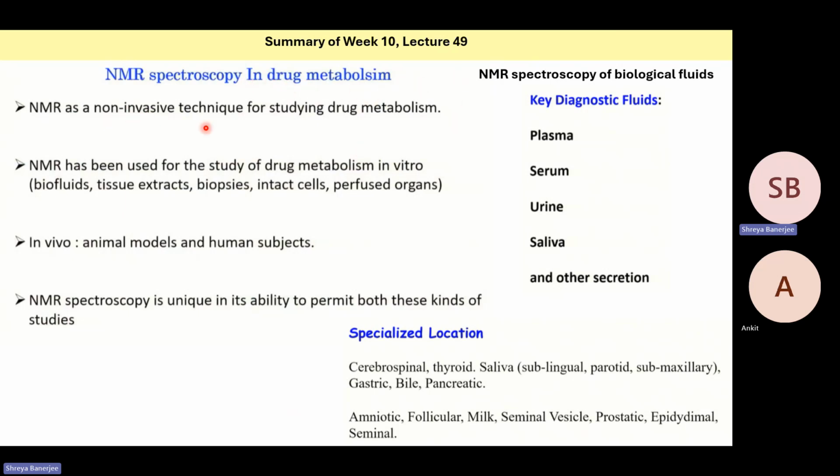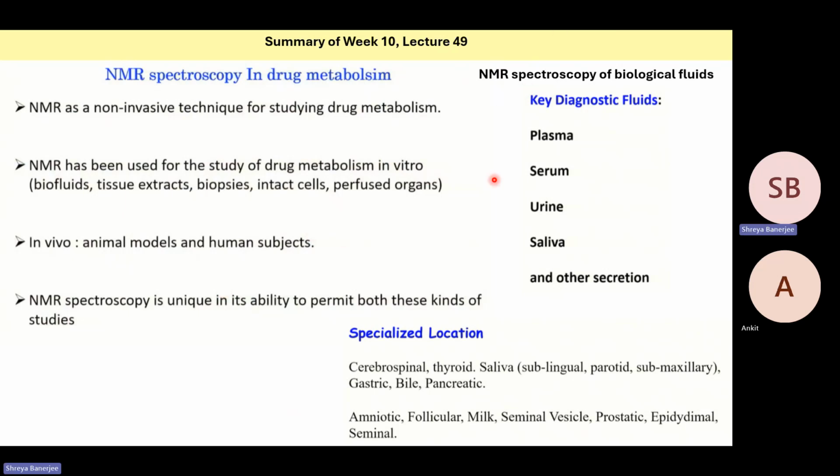Basically, firstly, it's a non-invasive technique for studying drug metabolism. The NMR technique does not harm the patient in any way, because it is just passing a low magnetic field through the patient. It is not like X-ray crystallography or so on, where you are passing very high energy X-rays through the subject. Then it has been used for the study of drug metabolism, as we have already discussed. NMR can be used both in vitro, that is in the biofluids, tissue extracts, and so on, and in vivo, that is using animal models and human subjects. So NMR spectroscopy is unique in that it permits both kinds of studies.